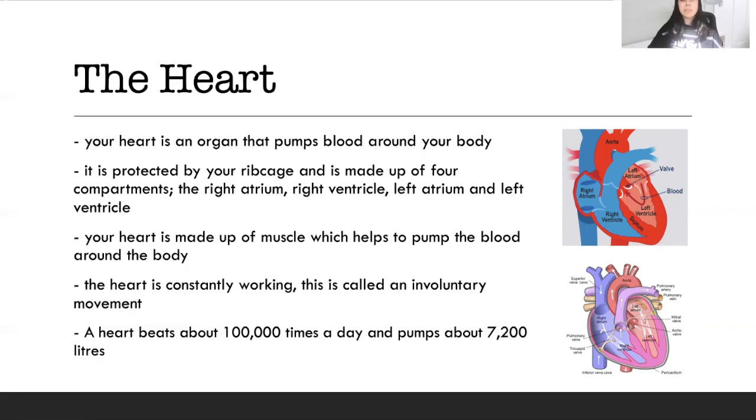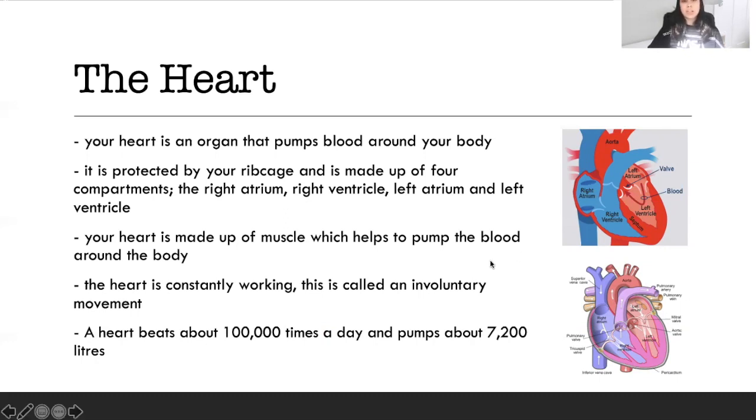Your heart is made up of muscles, which help to pump the blood around your body. And if you look over here, you'll notice that the walls of the left ventricle are significantly more muscular than the walls of any other chamber. And this is because the left ventricle is where the blood is pumped out to the rest of your body at really high pressures to make sure it reaches every single cell from the tip of your head to the tip of your toes.